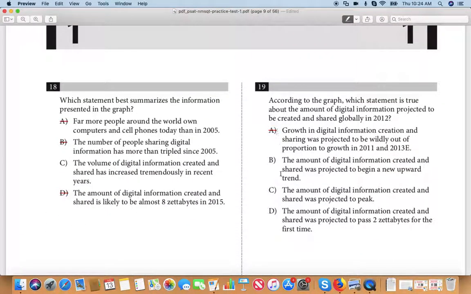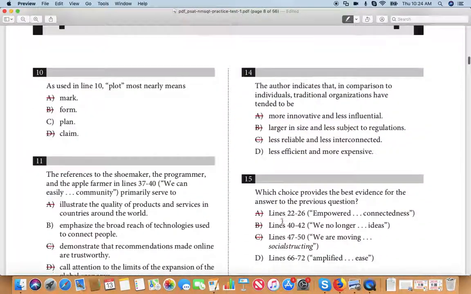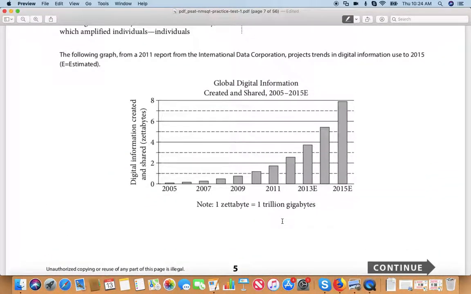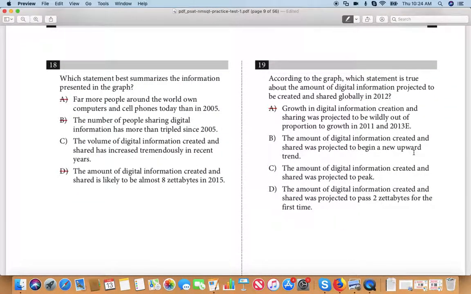Go ahead and read answer choice B. The amount of digital information created and shared was projected to begin a new upward trend. Okay. Was the amount of digital information created and shared projected to begin a new upward trend? I would say so, but the word new kind of puts me off a bit. Is this a new upward trend in 2012? No, it's still going up. It was going upwards before then. Yeah, it's an old trend going all the way back to 2005. So the words new and begin don't work. It's not beginning there, and it's not a new trend. So I don't like this choice B.